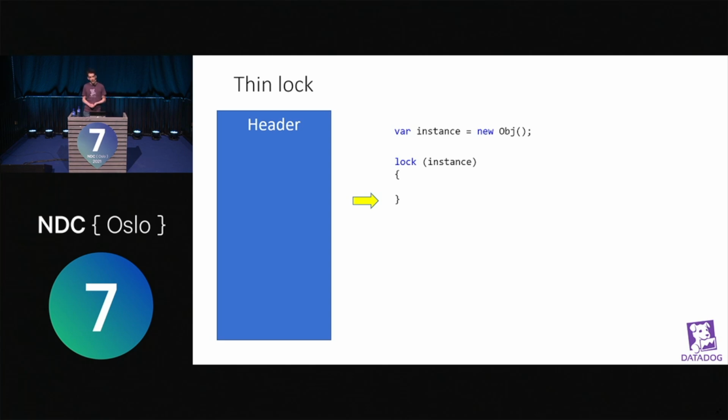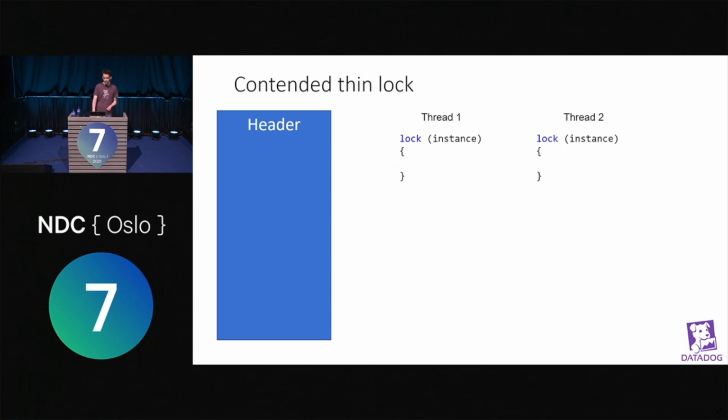When you think about it, that's one of the fastest possible ways of implementing a lock, because the header is next to your object, so you are almost guaranteed that it will be available in the cache of your CPU, so it's going to be very fast. But it's not always that easy.